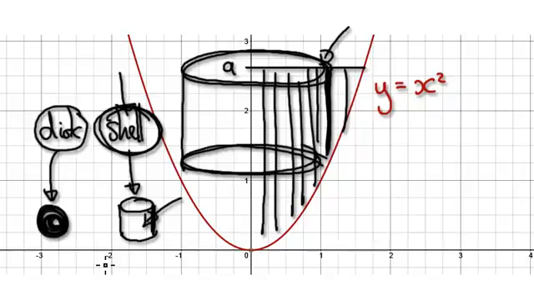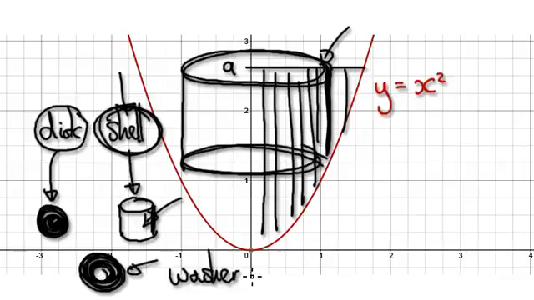Sometimes you can get a disk with a hole in the middle. You would refer to this as a washer. So this here would be a disk, shell, washer.